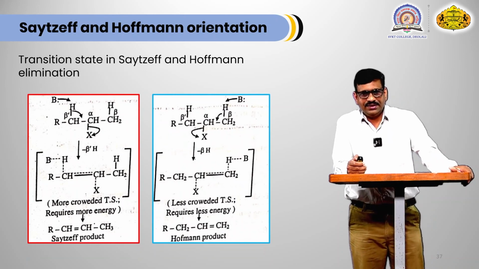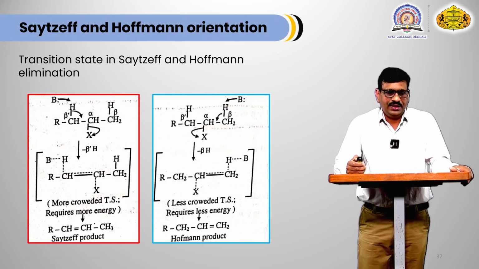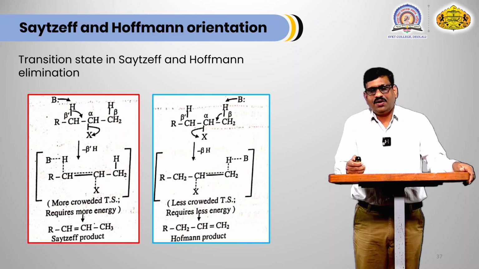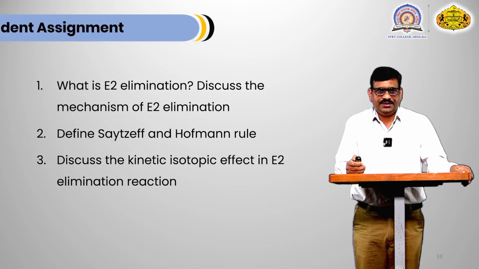And in this diagram, it is shown how transition state is affected when size of base is large. In second example, attacking base is present at the terminal of that carbon chain. That's why its interaction with other group is minimum, and that's why we can say that less crowded transition state is there for Hoffmann elimination, and that's why Hoffmann product increases.